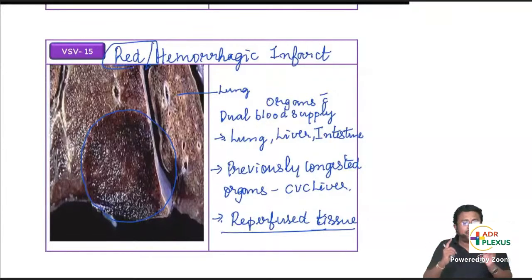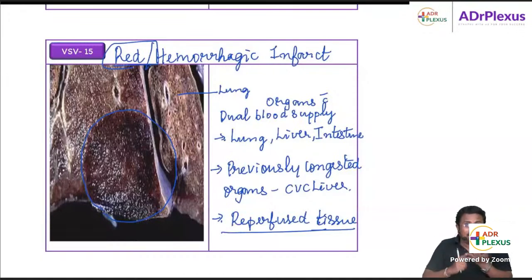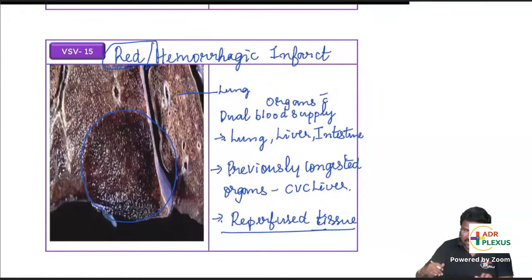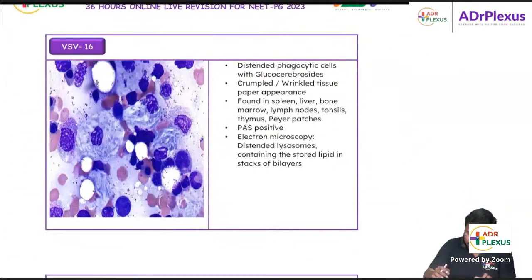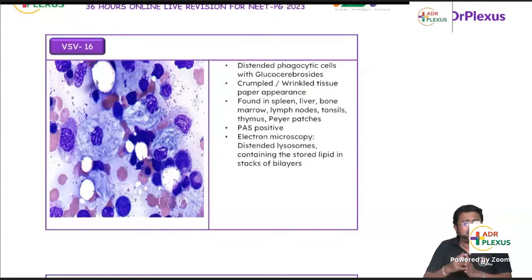So basically you have to understand, red or hemorrhagic infarct occurs in organs with dual blood supply, when a plethora of blood is there: lung, liver, and intestine. And in previously congested organs like CVC liver and reperfused tissues, you will be getting this red or hemorrhagic infarct.